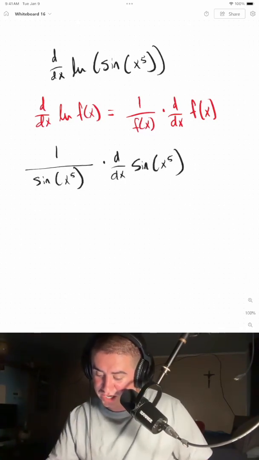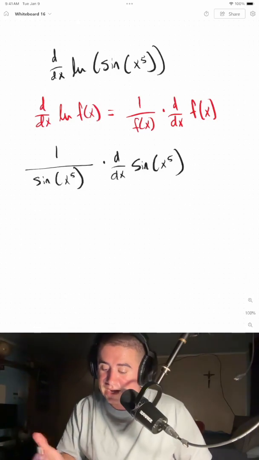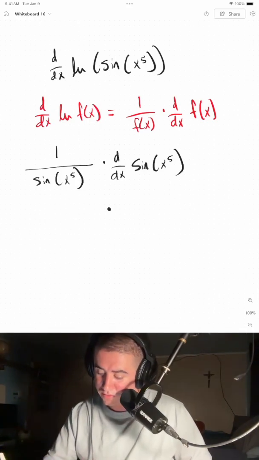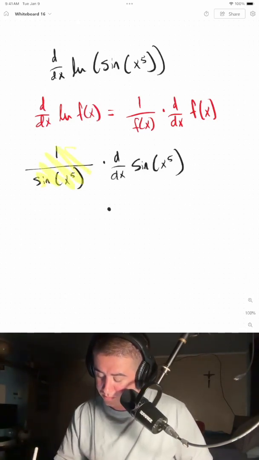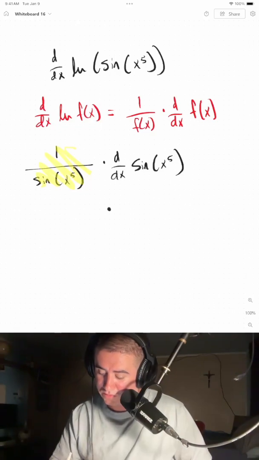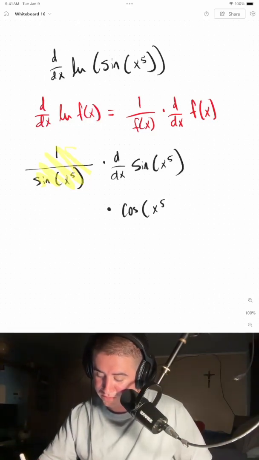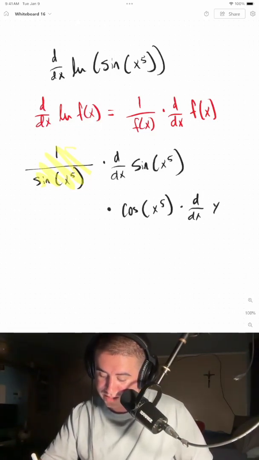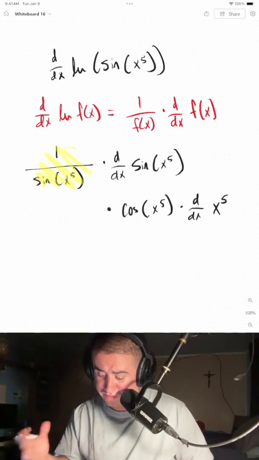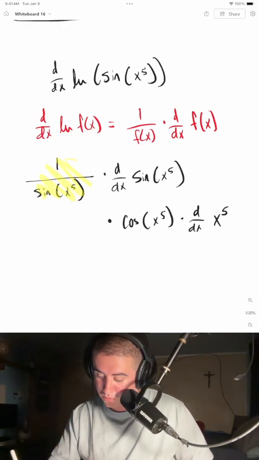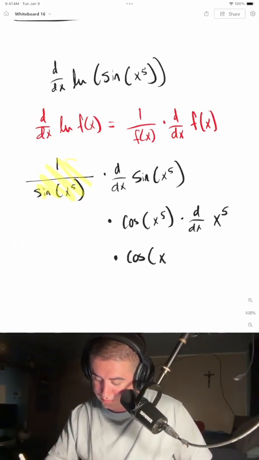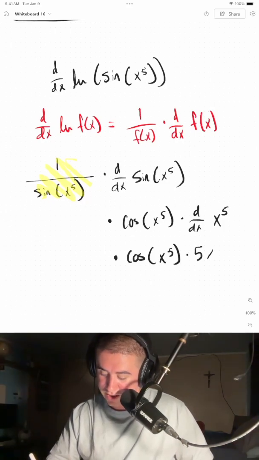And again, we're going to need to use chain rule here because we have something other than an x. We have an x to the 5th power. So we have to take the derivative. We're going to keep this highlighted here so I don't forget that I'm going to have to bring that back. We're going to take the derivative of the outer function, which is cosine, and bring back the inner function, and then multiply by the derivative of the inner function, and that is x to the 5th power. So we get, at the end, cosine x to the 5th power times 5x to the 4th.